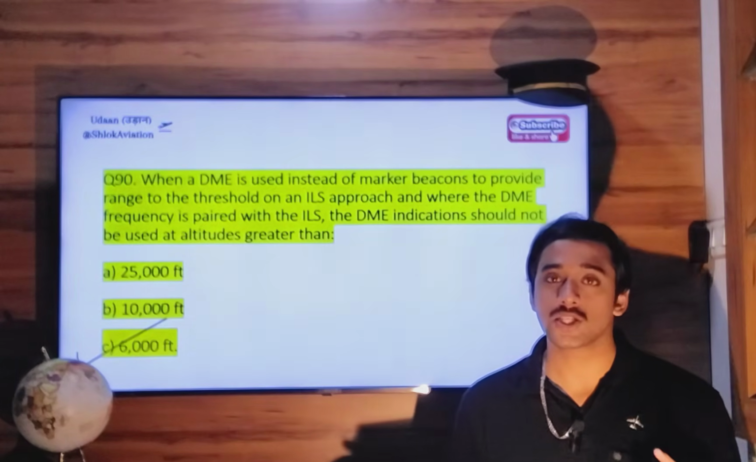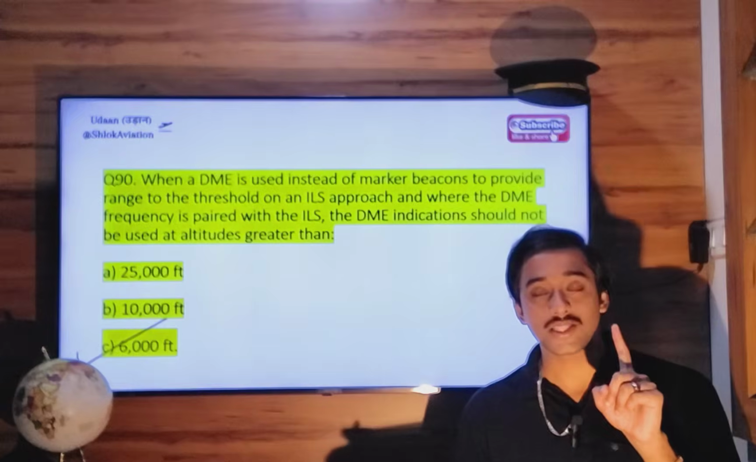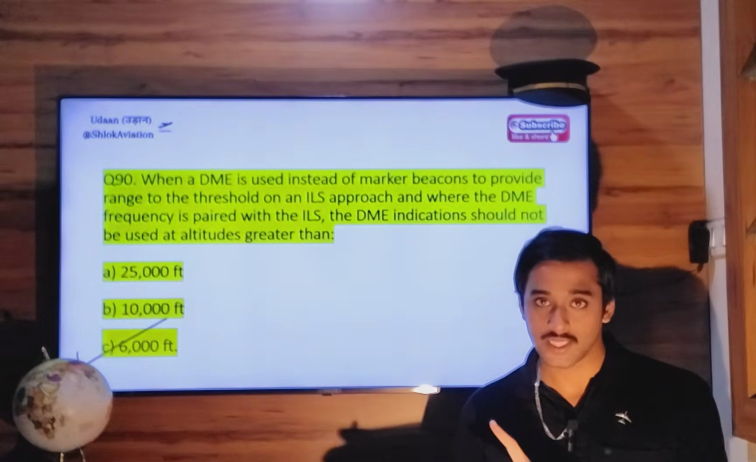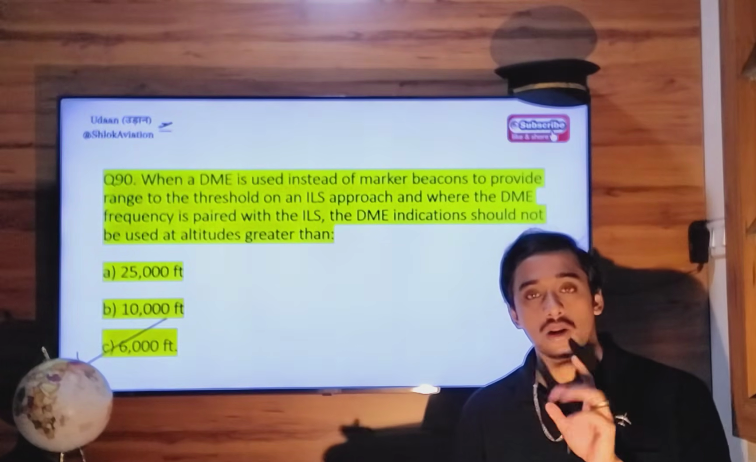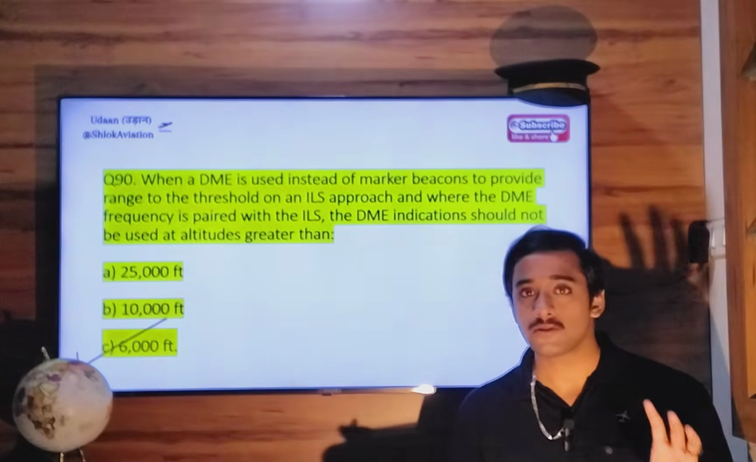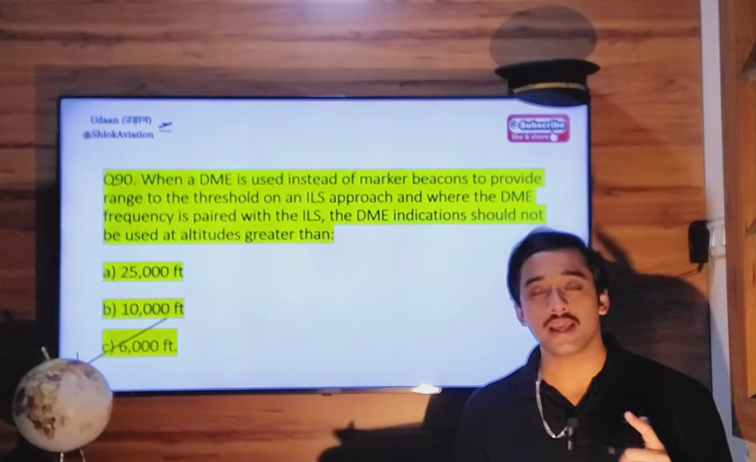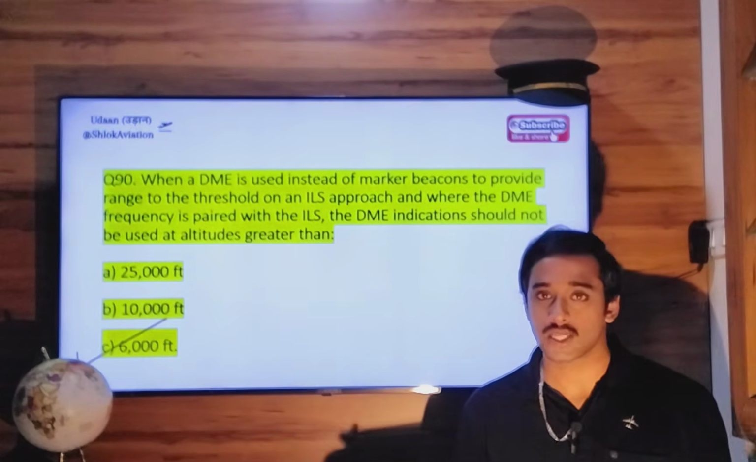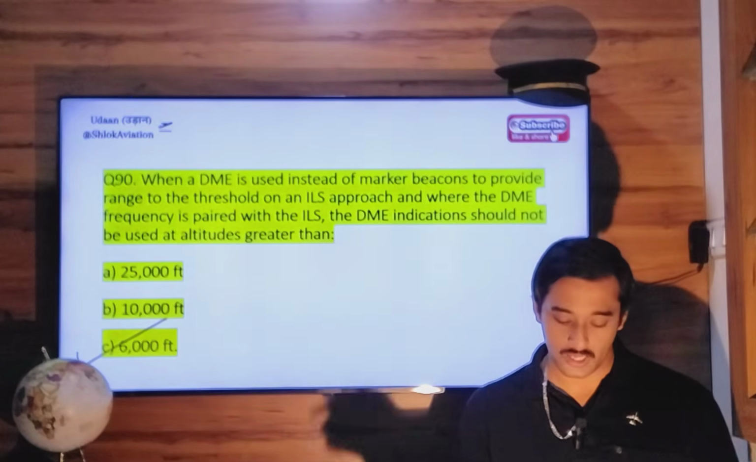So all the DME stations which are ILS paired will serve only one sole purpose, that is, give the distance or range information of aircraft from the threshold. They cannot be used for any other purpose for navigation or etc. So remember this point.